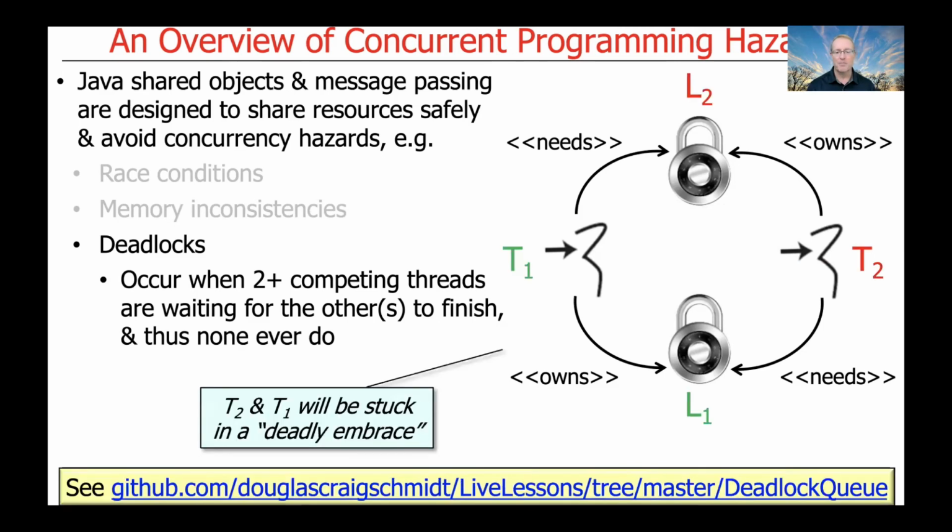What we see here is that thread T1 owns lock L1 and needs to acquire lock L2. In contrast, thread T2 simultaneously owns lock L2, but needs to acquire lock L1. And as long as they're stubborn and don't release their resources in any way, shape, or form, these two threads will be locked in a deadly embrace, or deadlocked, and won't be able to proceed. And we'll talk more about deadlock, and I'll show you some examples. You can take a look at an example here in my GitHub repository that demonstrates how deadlock can occur.